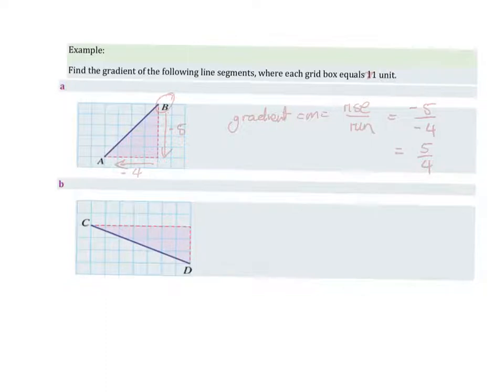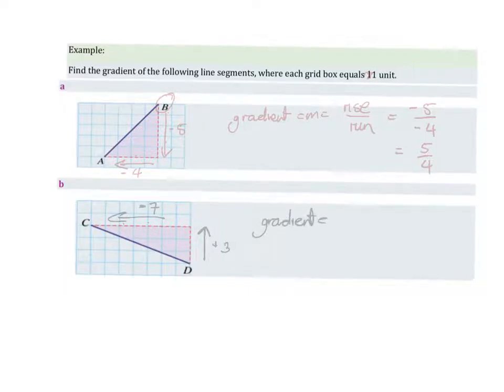Okay, if we start at D and go to C, we are going to go up. That's our rise. We are going up 3 places. Our run, okay, we're going in that direction, so that's the negative direction. We're going back 1, 2, 3, 4, 5, 6, 7. So we're going back 7 places. And again, you could see we've got a negative gradient there. So you would hope that you end up with a negative answer.